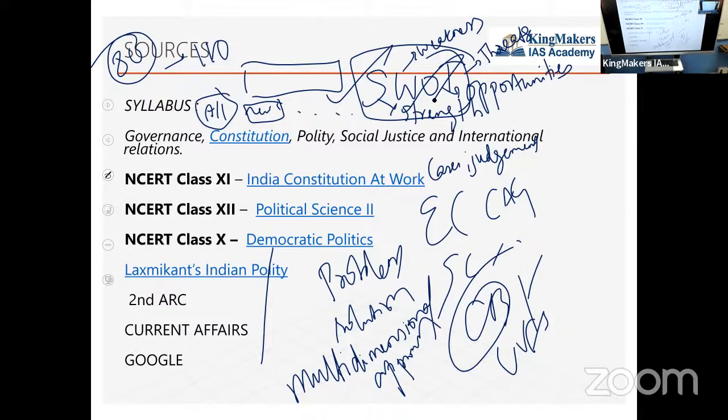Remember that 3 keywords, just 3 keywords. Using those 3 keywords, they will write the entire answers. If you don't believe me, read all the toppers' answer sheets on Google.